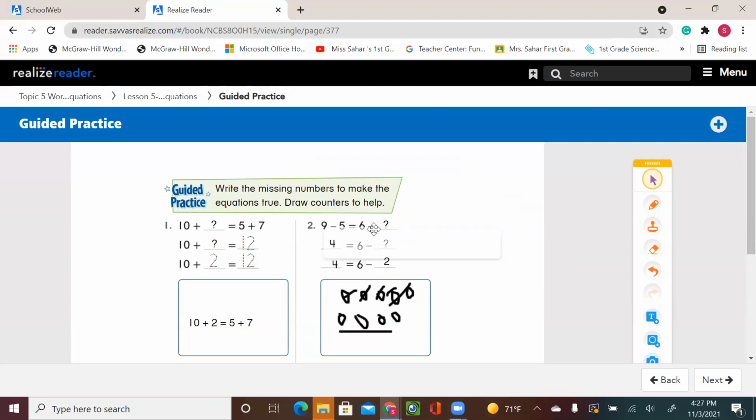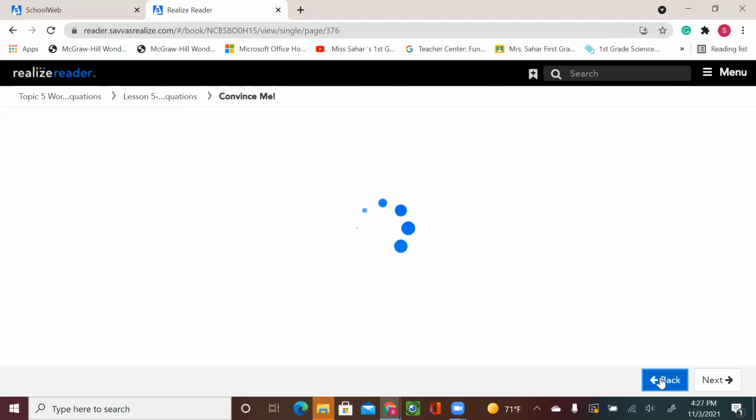So again, the value of my difference on the left is the same as the value of my difference on the right. So 9 minus 5 equals 4. Now I'm looking for 6 take away something to give me 4. So 6 take away 2 equals 4. All right, let's go to the first problem we have here.